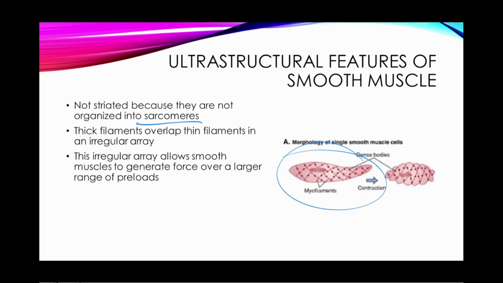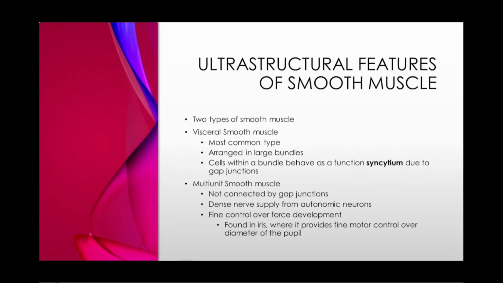It also allows for a greater force over a long period of preload. So we can have this force for a long period of time with the way that it's made up. There's two types of smooth muscle. We have visceral smooth muscle, which is the most common type, in large bundles. Here's that syncytium again, that word. That has to do with gap junctions, electrical activity, and fast conduction through the entire system, which allows it to function as one unit. And we have multi-unit smooth muscles.